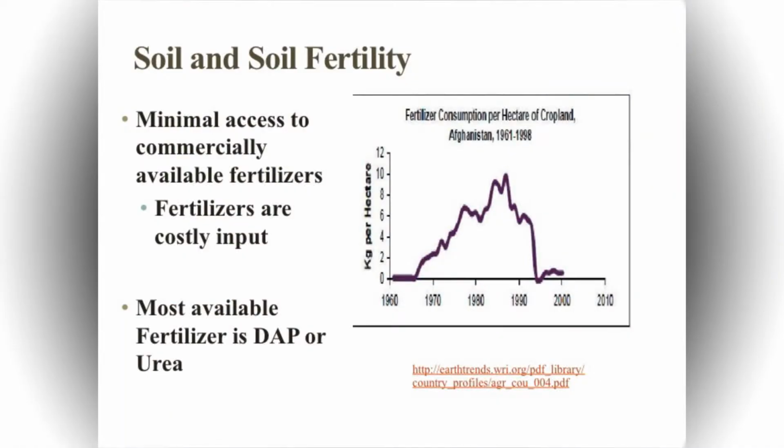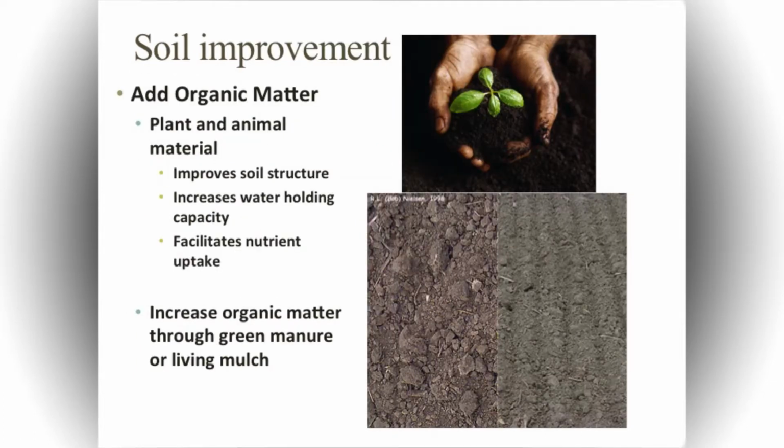Last thing is soil and soil fertility. And probably one of the most important things for you to realize, and I'm not going to spend a lot of time talking about this, is the fact that most Afghan farmers have very little access to fertilizers. And though we in the U.S. would say that's a horrible thing, it's actually not a bad thing at all. Because fertilizers introduce a lot of problems. And we'll talk about those in a second.